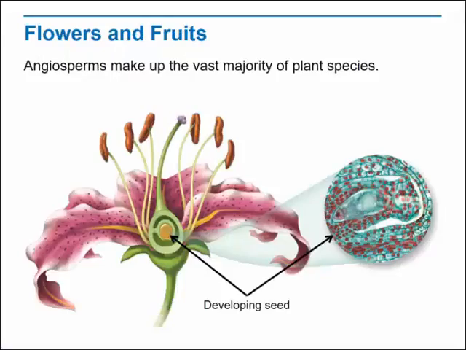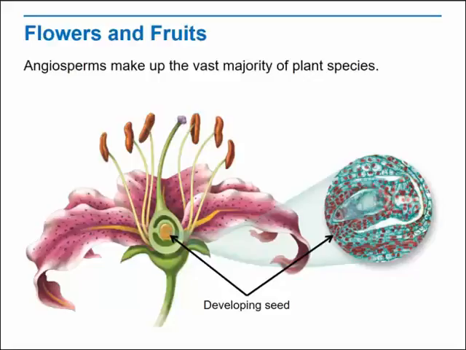Flowering plants, or angiosperms, first appeared during the Cretaceous period, about 135 million years ago, making their origin the most recent of all plant phyla. Flowering plants originated on land and soon came to dominate Earth's plant life. Today, angiosperms make up the vast majority of plant species.